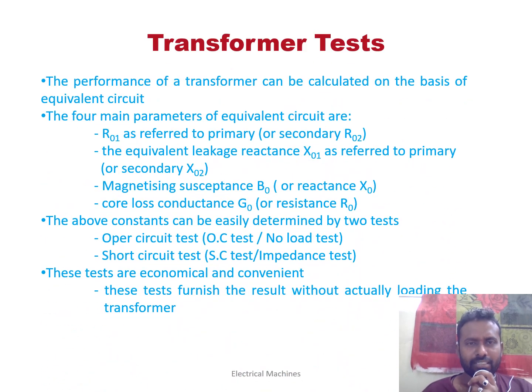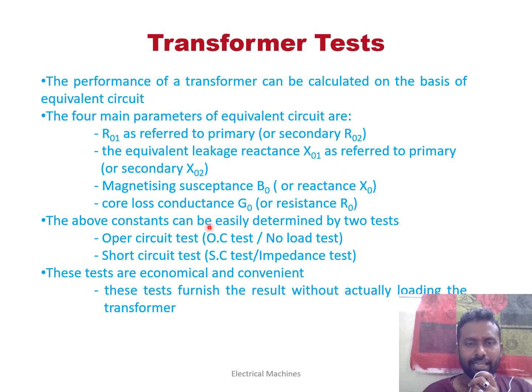The transformer test. The performance of a transformer can be calculated on the basis of the equivalent circuit. The four main parameters of the equivalent circuit are R01 as referred to primary or R02 as referred to secondary, equivalent leakage reactance X01 referred to primary or X02 referred to secondary, magnetizing susceptance B0 or reactance X0, and core loss conductance G0 or core loss resistance R0. These are the four main parameters of the equivalent circuit.